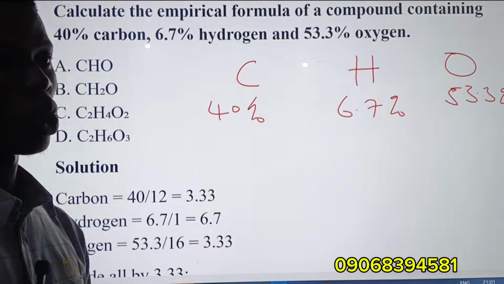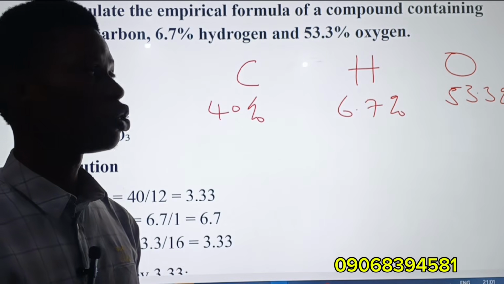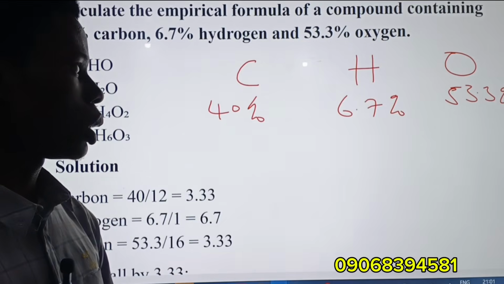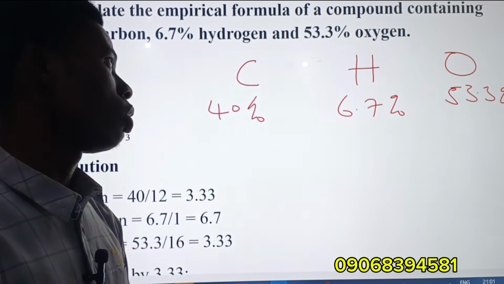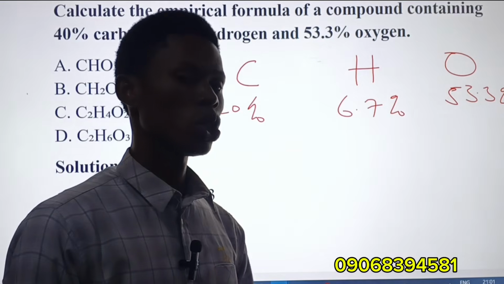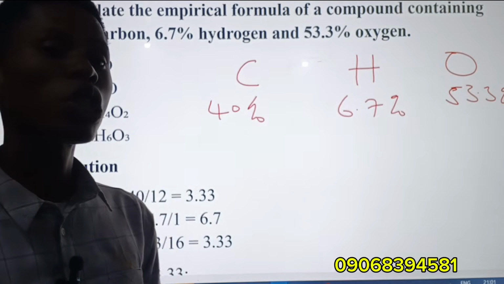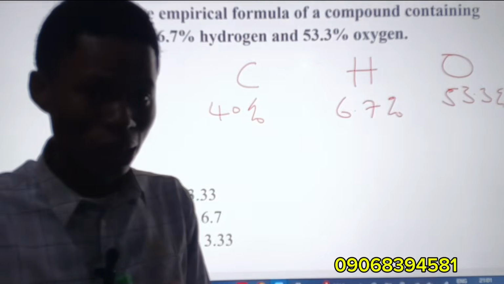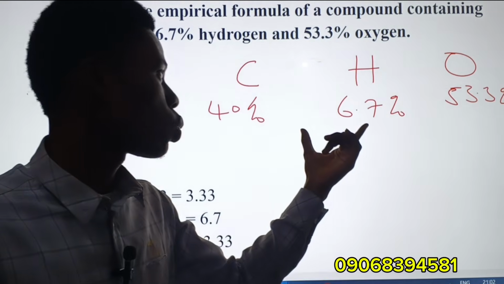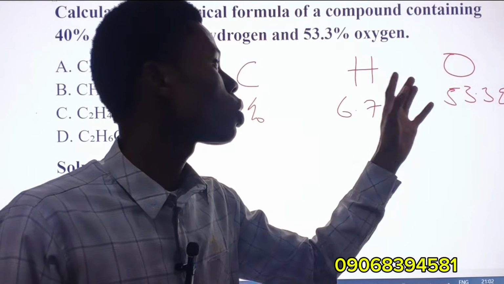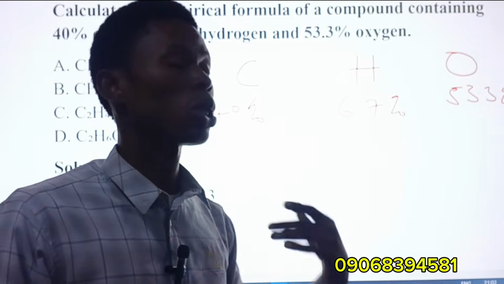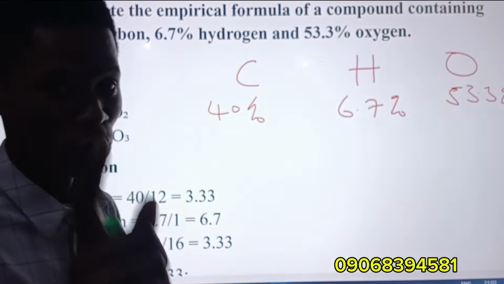Sometimes what some people setting exams will do is they will tell you it has 3 elements: carbon, hydrogen, and oxygen. They'll give you the percentage of carbon, they'll give you the percentage of hydrogen, then sometimes they will not give you the percentage of oxygen. Just know that the percentages must sum up to 100. That is, this plus this plus this must give you 100. So if they give you only 2, just add them, then 100 minus what you have will give you what is supposed to be here. I've opened your eyes though.